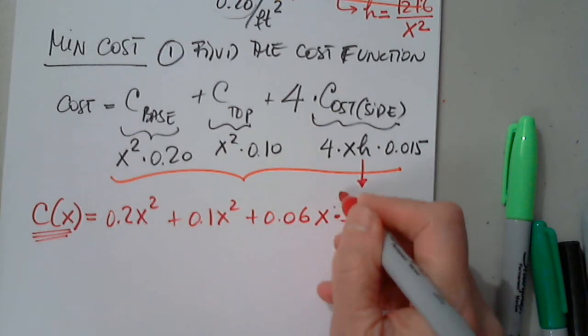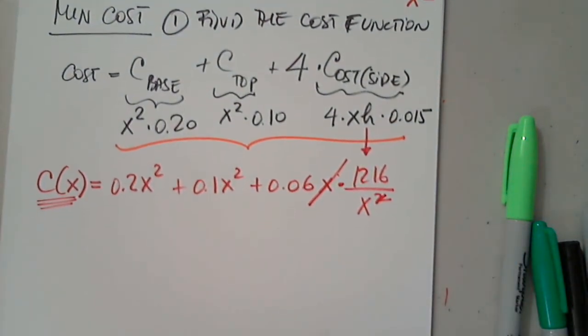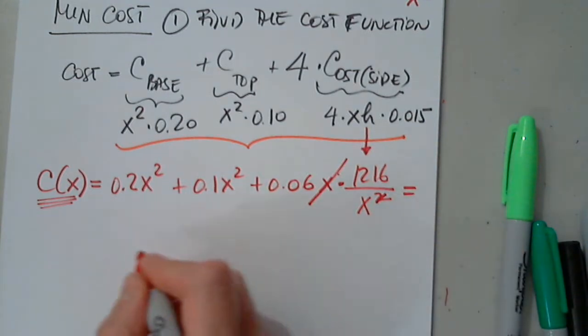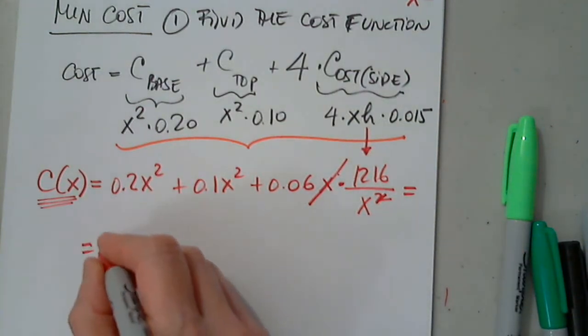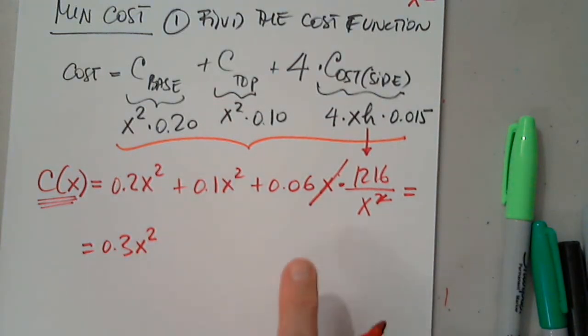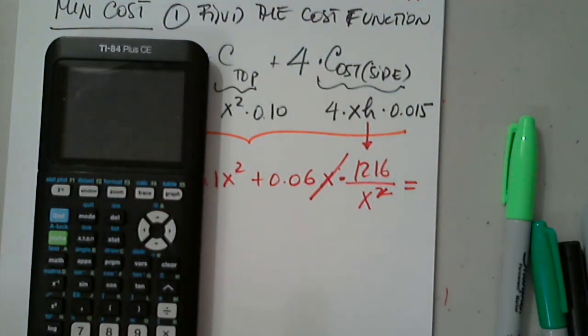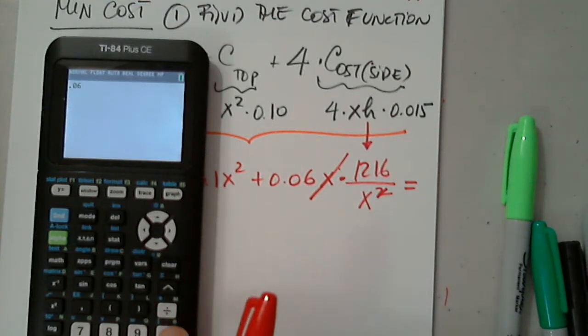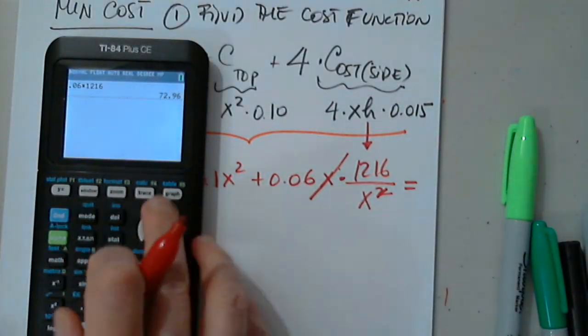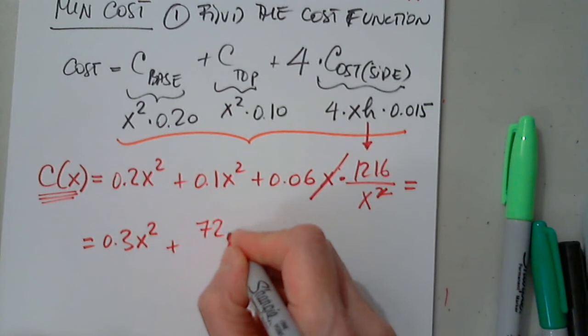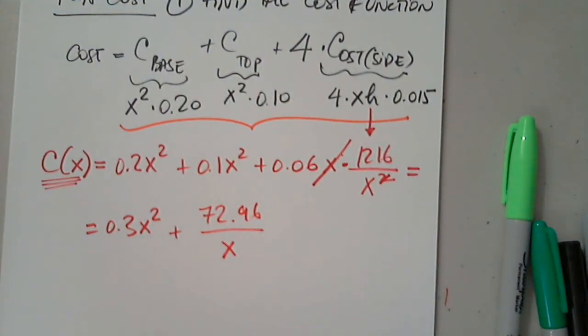Of course, I will simplify. I will add these two, and I'll continue simplifying. 0.2 plus 0.1 is 0.3x squared. Here I have to multiply 0.06 times 1216. Where's my calculator? Because I don't want to share the screen with just this. I got 72.96. So plus 72.96 divided by x. So I have the function that is a function of one variable, x.